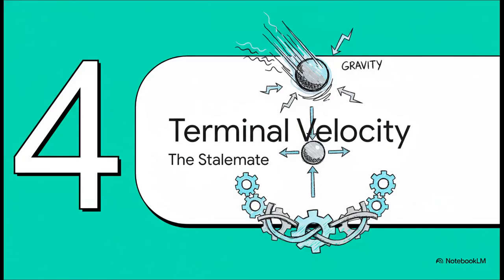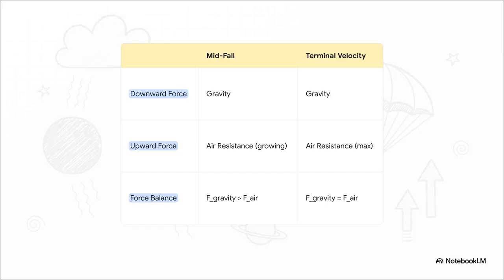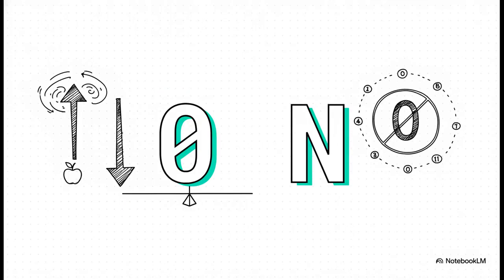So where does this all lead? The ball gets faster, air resistance gets stronger. What's the end game here? Well, eventually, we reach a point of perfect equilibrium, a stalemate. Eventually, and this is bound to happen, the ball is moving so fast that the upward force of air resistance grows to become exactly equal in strength to the downward force of gravity. The tug-of-war ends in a perfect draw. And with these two forces perfectly balanced, their vector sum, which is the net force, is now 0.